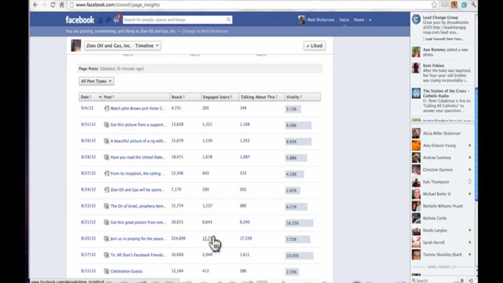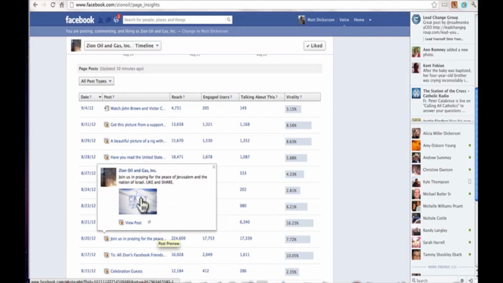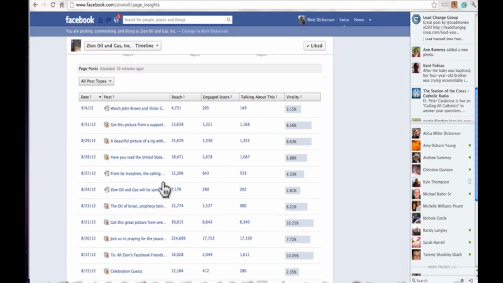224,000 people reached, 17,000 engaged. What was that? It was a picture. People asked, with us asking people to pray for the peace of Jerusalem and the nation of Israel. What does all this mean?